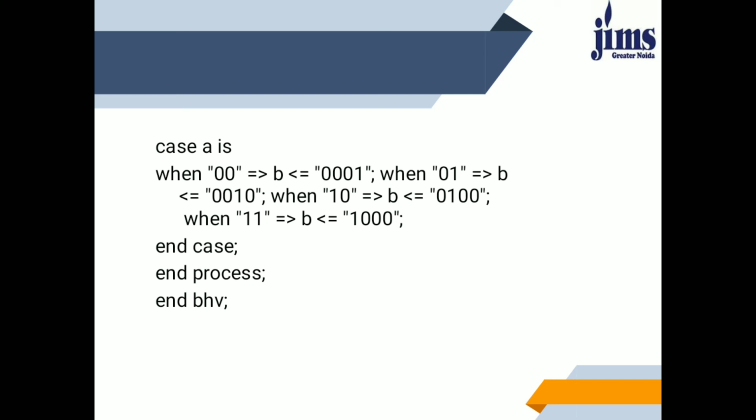So when 00, B will be assigned a value of 0001. When 01, B will be assigned a value of 0010. When 10, B will be assigned a value of 4 and 11, B will be assigned a value of 8. So in this way we can specify the cases and end the case. Then we need to end the process and architecture. This is the case style of statement, means use of a case statement.